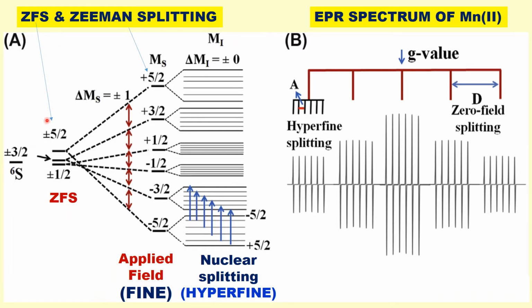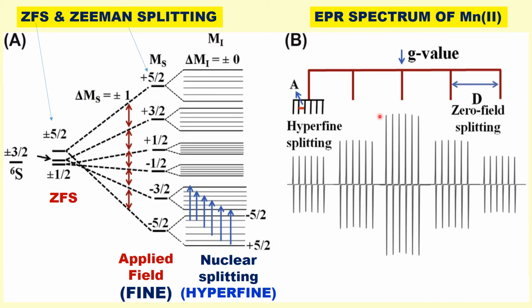The zero field splitting, Zeeman splitting and nuclear splitting diagram of manganese 2 ion is shown here. We will see how the manganese ion with the ground state term symbol S6, sextet state, is split in the presence of zero field splitting. The splitting energy level diagram is shown here. Then we see how it is further split in the presence of applied field, and again split in the presence of nuclear spin coupling. Nuclear splitting is called hyperfine splitting.